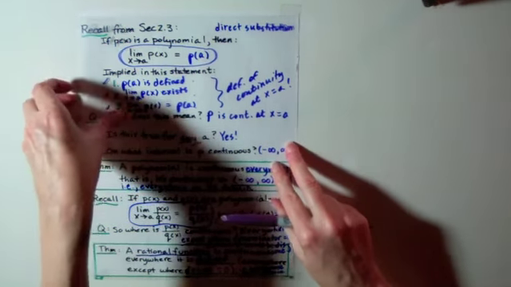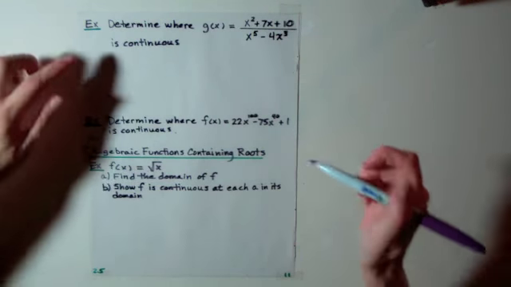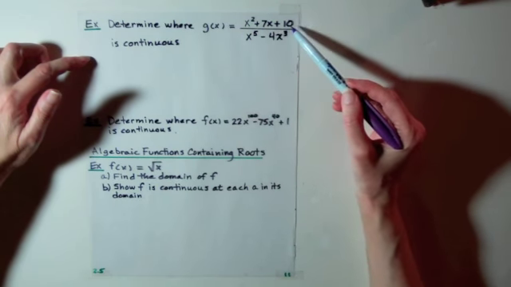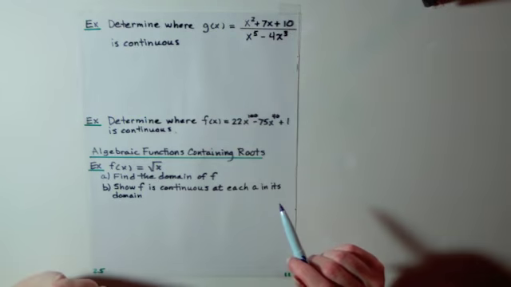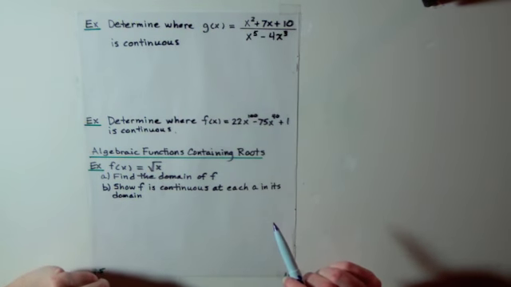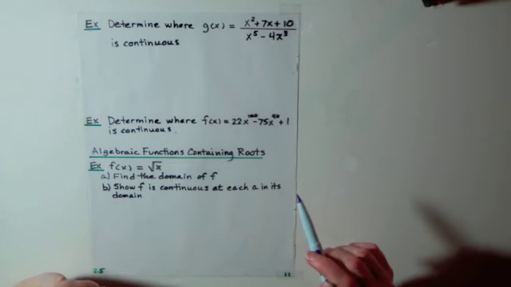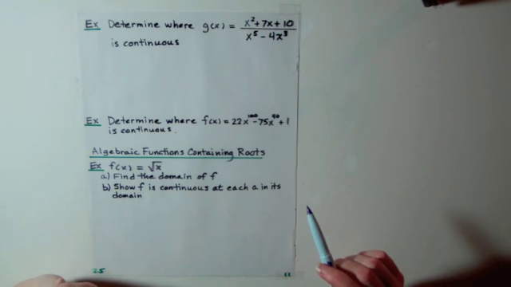Well, let's try a couple of examples, and I think it will help us to sort of solidify and understand exactly what those theorems are telling us. Let's look at the following example. Let's determine where this function, g of x, is equal to x squared plus 7x plus 10, all divided by x to the 5th minus 4 times x cubed. That looks kind of complicated. We're going to try to determine where that's continuous. And I want you to go ahead and think about what type of function this is, and then use that to help you decide where g of x is or is not continuous.